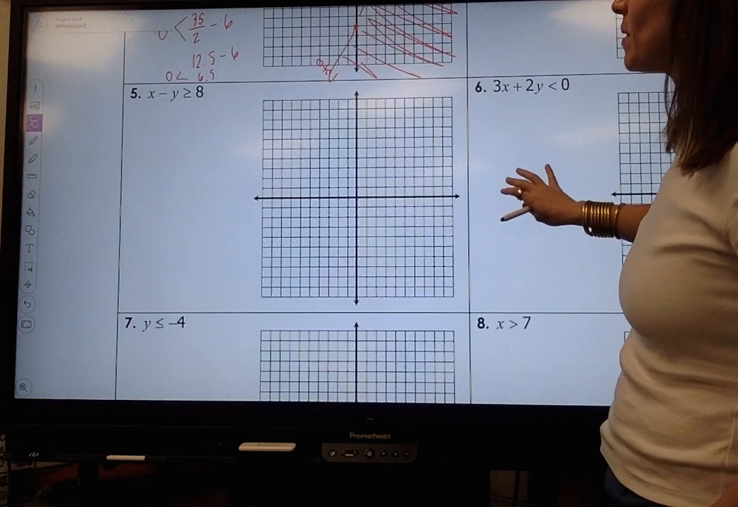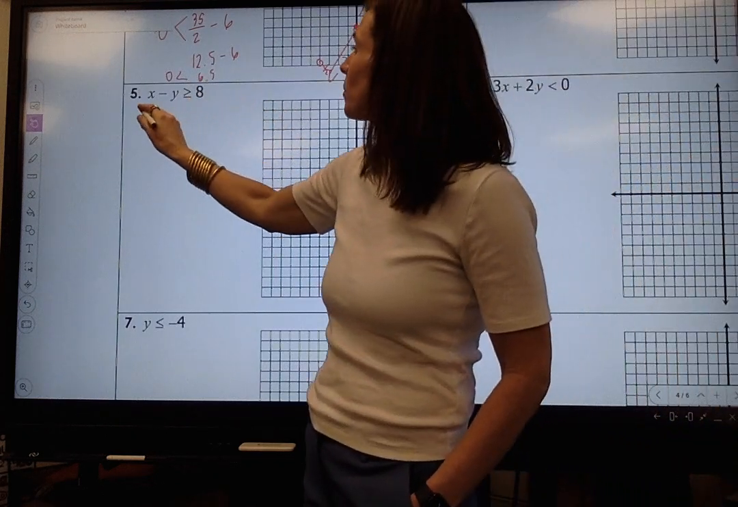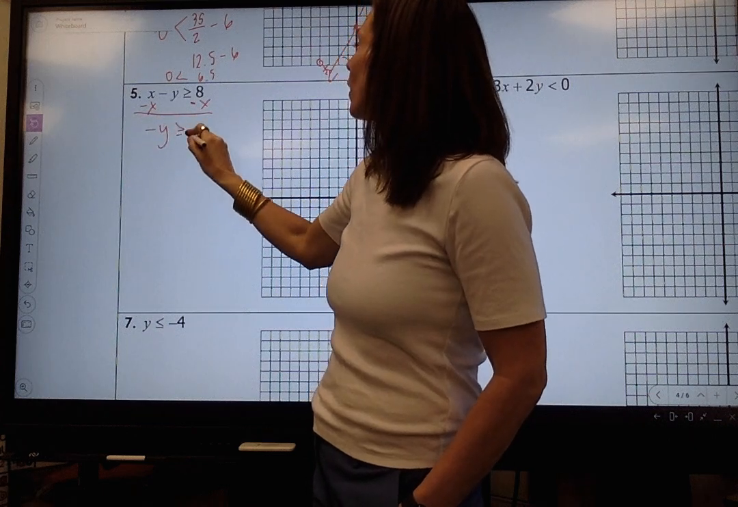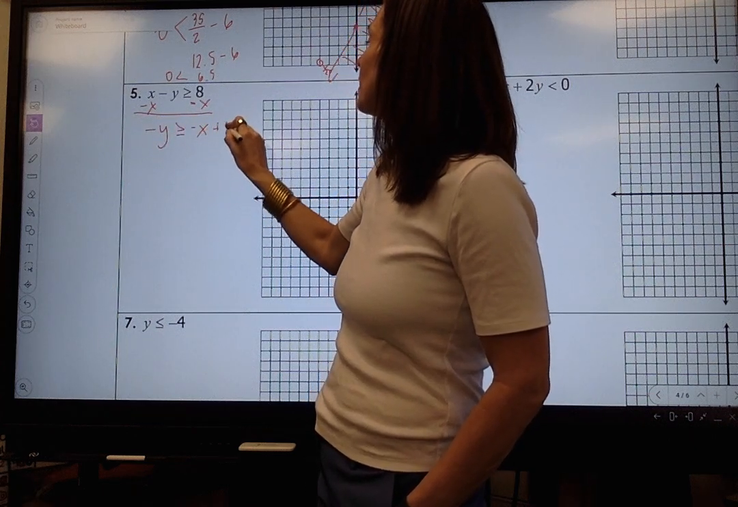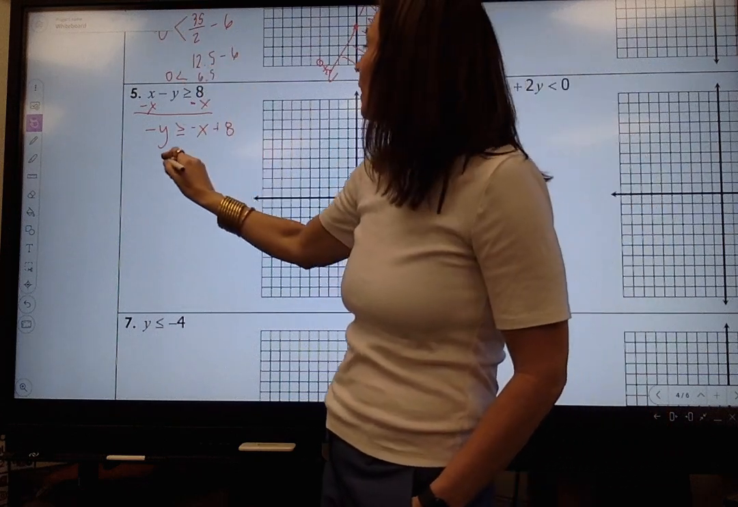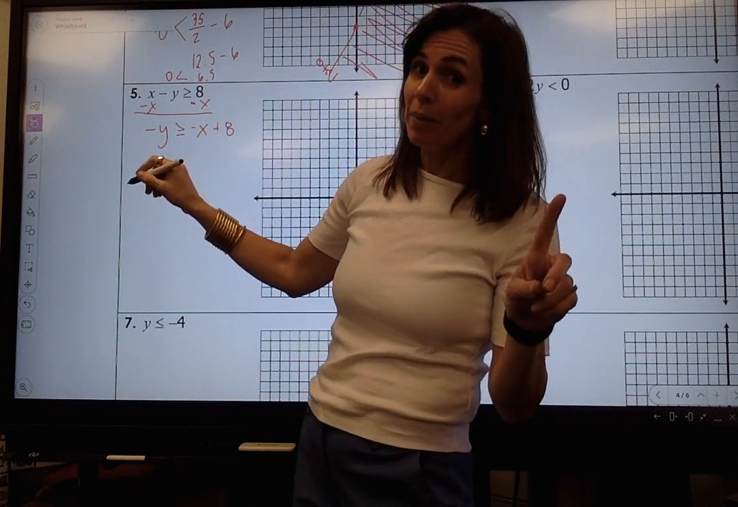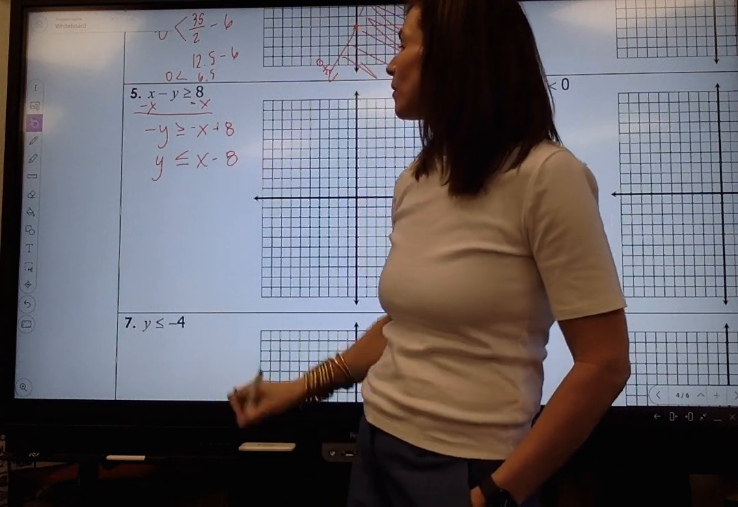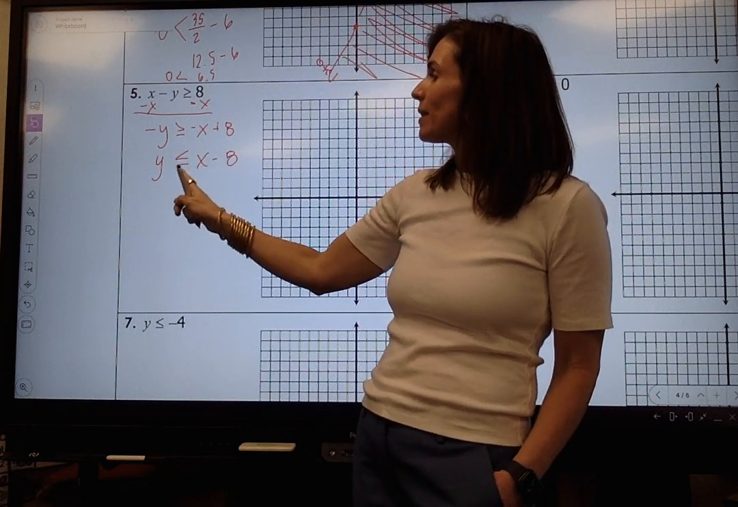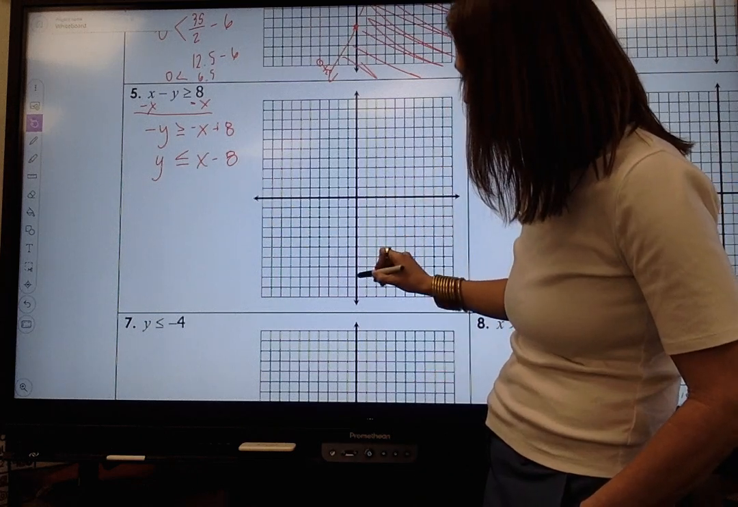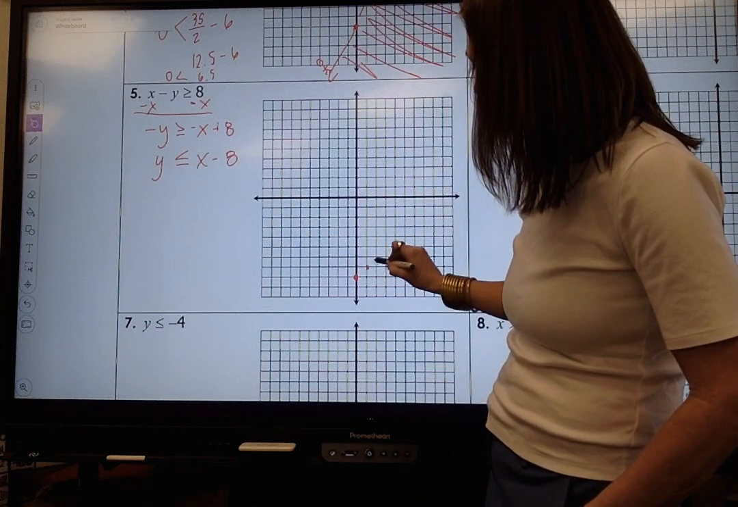Okay, let's look at number 5. So my first step still is to get y by itself. So I'm going to subtract x on both sides. I get negative y is greater than or equal to negative x plus 8. Y is negative, so remember, this is where we flip. I'm dividing by a negative, so I flip my sign, and I flip everything around it. Okay? So y is less than or equal to x minus 8. So my beginning point's negative 8. My slope is 1 over 1.